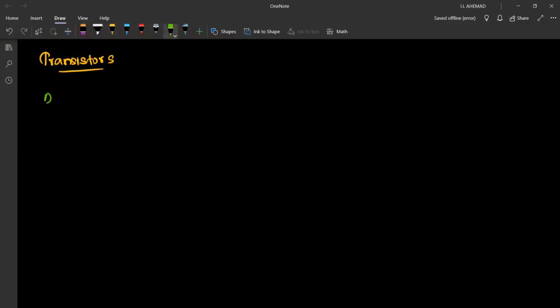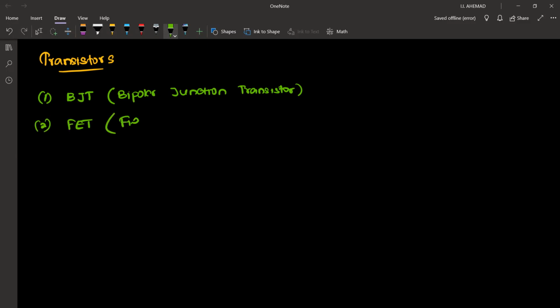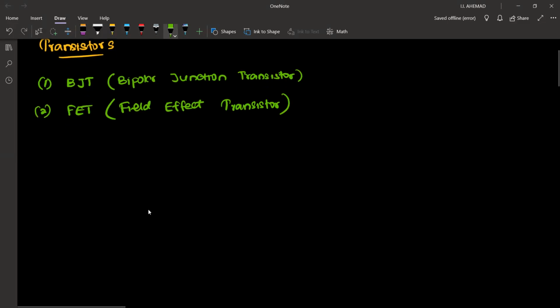We can classify transistor into two types: BJT, bipolar junction transistor, and second one FET, field effect transistor. So first, let's discuss about BJT.